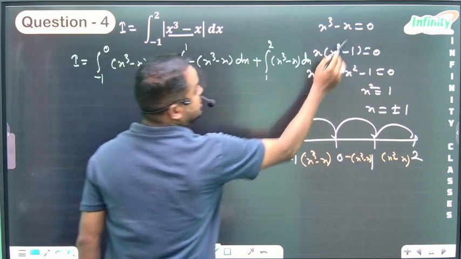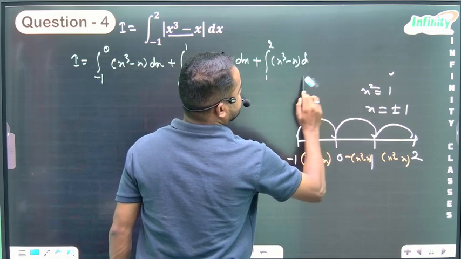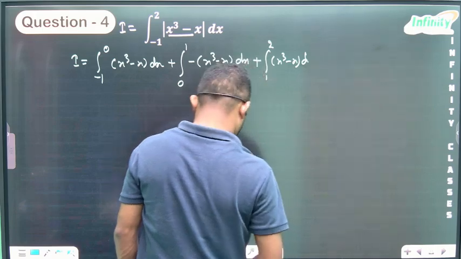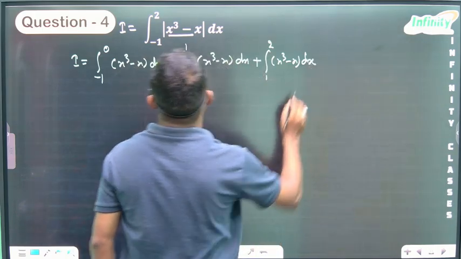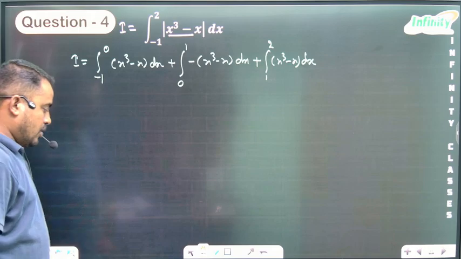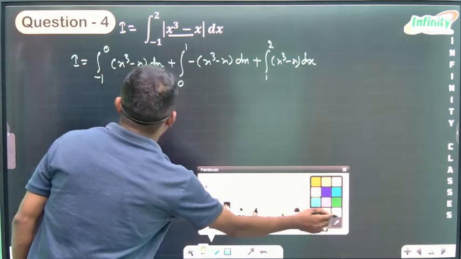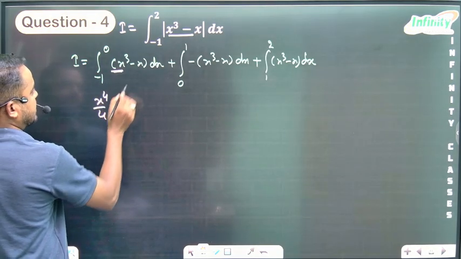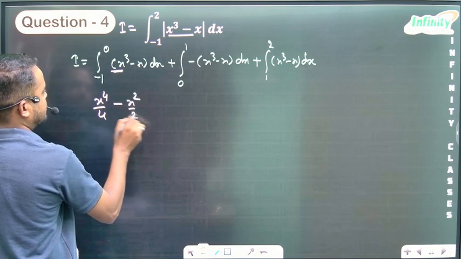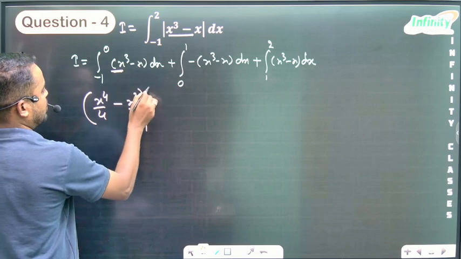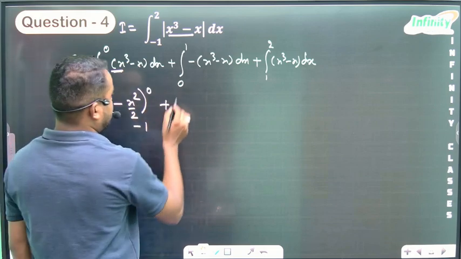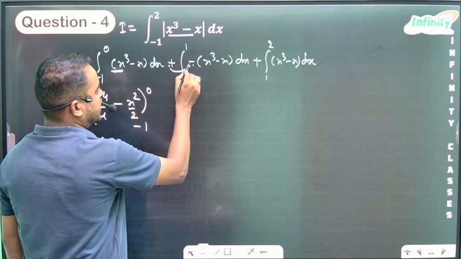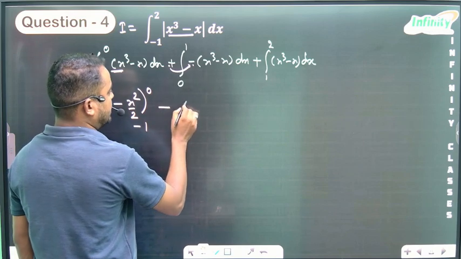So I will erase this first, so that I have more space to solve this one. And next, see here, now how to integrate this one. Integration of x cube, x raised to 4 by 4, minus integration of x is x square by 2, between the limit minus 1 to 0, plus into minus here. See here, this sign plus into minus is what? Minus.